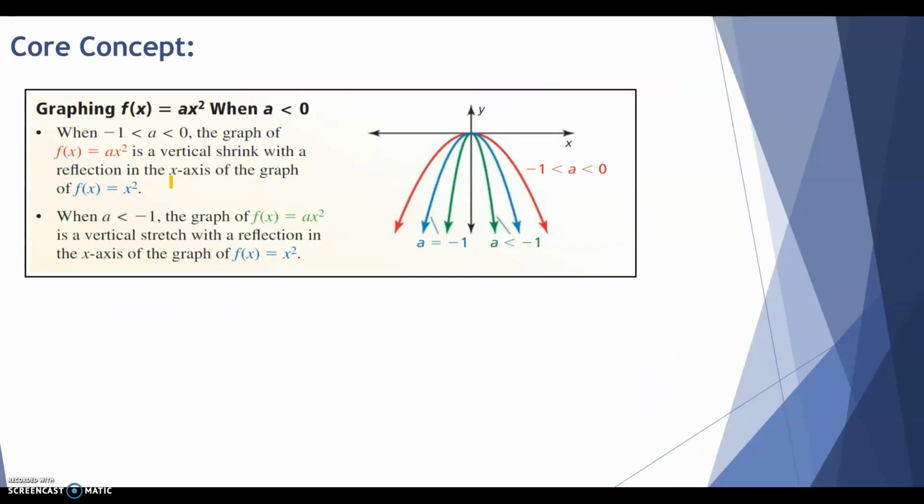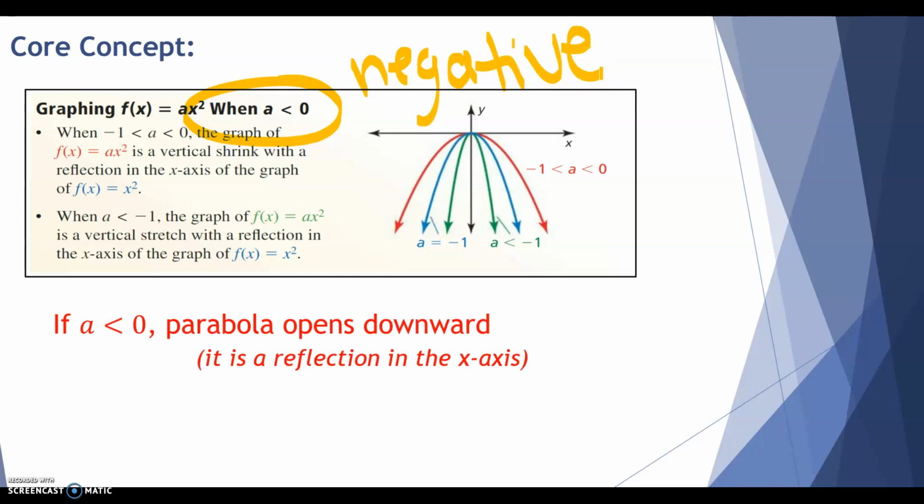Okay, now we just have one more thing, is if A was less than 0, okay, so pretty much if it's negative, it's going to open downward, okay, and that is a reflection in the x-axis. Okay, and again, the same rules apply, wider, narrower, all that stuff. But if A is negative, you just need to remember that it's going to be upside down.